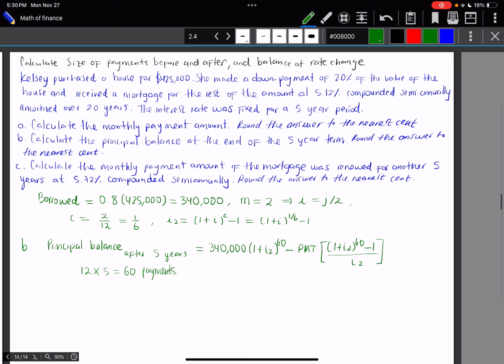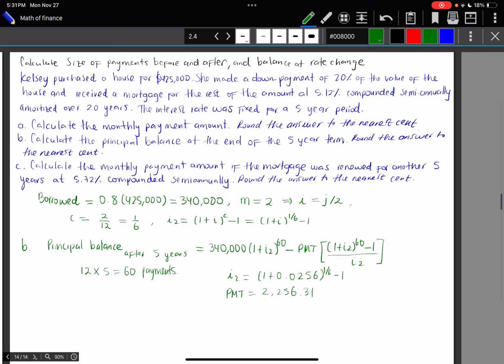And we have written the principal balance in terms of I2 and PMT. We found PMT in part A. We can use a calculator to compute this value for us. Remember that I2 is given by the expression 1 plus 0.0256 to the 1/6 minus 1, and PMT is given by 340,000 times I2. We have a whole expression for PMT, or we can use what we found for part A, 2,256.31.